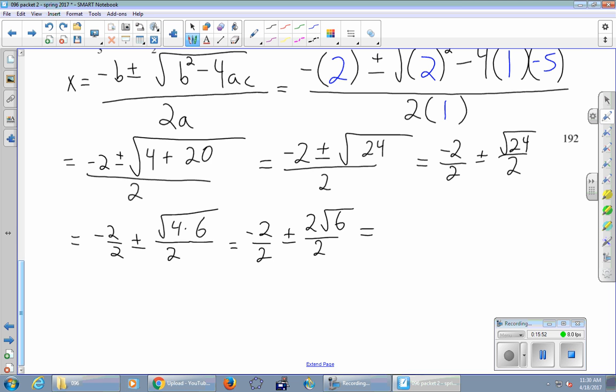And now we'll simplify both fractions at the same time, separately, but at the same time. Negative 2 over 2 becomes negative 1, plus or minus. The things outside the radical are both able to cancel each other. They just disappear, and we get negative 1 plus or minus the square root of 6. Phew.